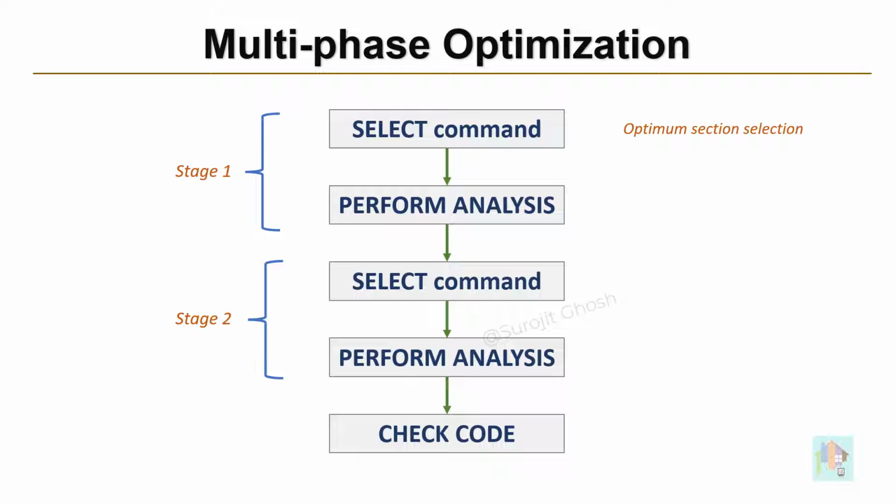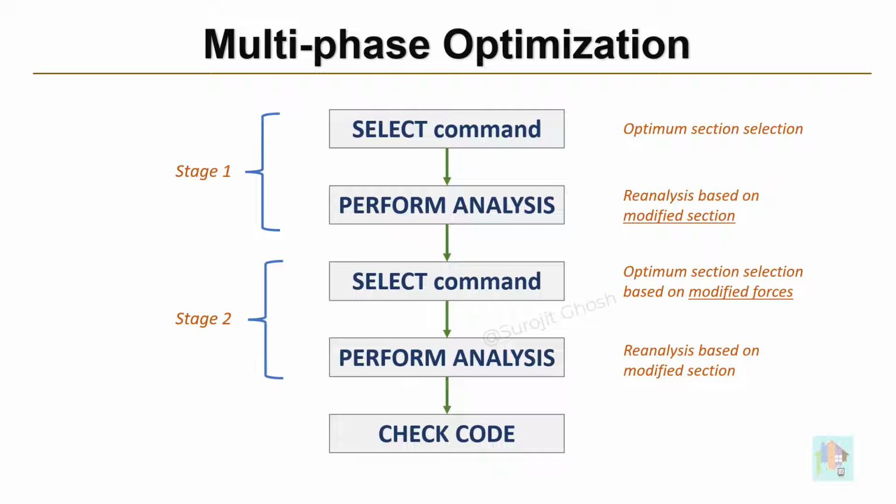In the first optimization process, an economic section is selected, and on basis of that, analysis results are recalculated. In second stage of optimization, these modified analysis results are used to select an optimum section once again. If any member fails after first stage due to increased force, that section will be replaced with a suitable section. Then we will analyze the structure and go for final design using check code command.